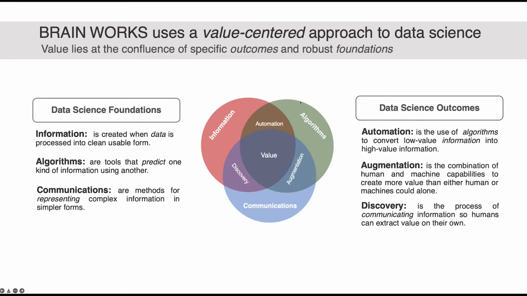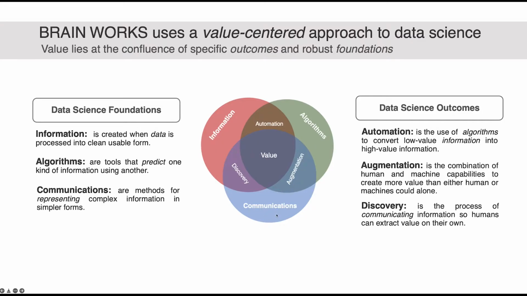We have information, algorithms, and communication. Let's define those three, and then we're going to speak about where web application development is critical to accomplish this value in the center. Information is related to data. It's not exactly data. It's sort of the cleaned, pre-processed, easy-to-use version of data. Think if you had a square table, it was already pre-processed, it was good to go. That's what we mean by information. This supports your discovery and your automation data science outcomes. On the algorithm side, these are tools that are used to predict one kind of information from another. Algorithms support the automation and the augmentation data science outcomes.